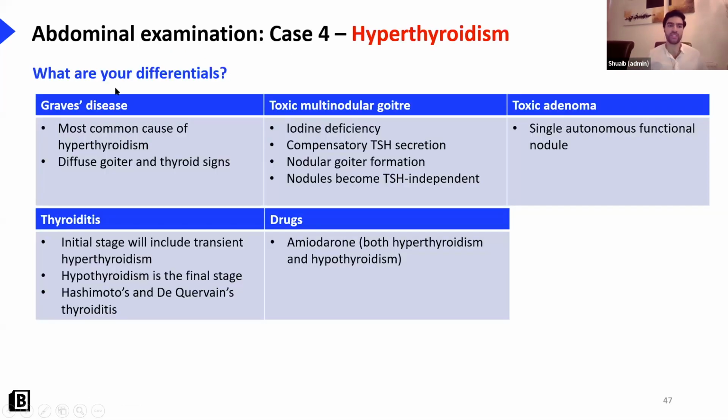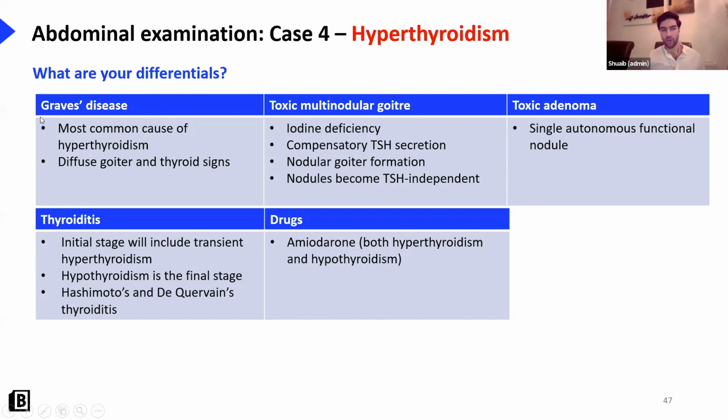So differentials for hyperthyroidism, just very quickly: Graves' disease, toxic multinodular goiter, toxic adenoma, thyroiditis, and drugs. Graves' disease is autoimmune. You have an antibody which stimulates the TSH receptor. Toxic multinodular goiter is probably the next most common cause. And then you have a few rarer causes like toxic adenoma and drugs. Thyroiditis typically causes hypothyroidism, but in the initial stages you have transient hyperthyroidism. So in Hashimoto's thyroiditis, you can initially have a hyperthyroid state, and that's known as hashitoxicosis.